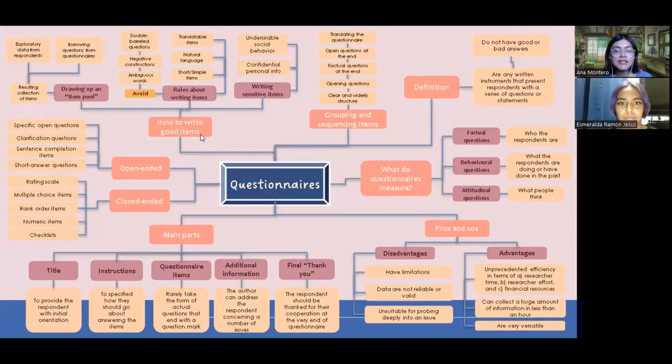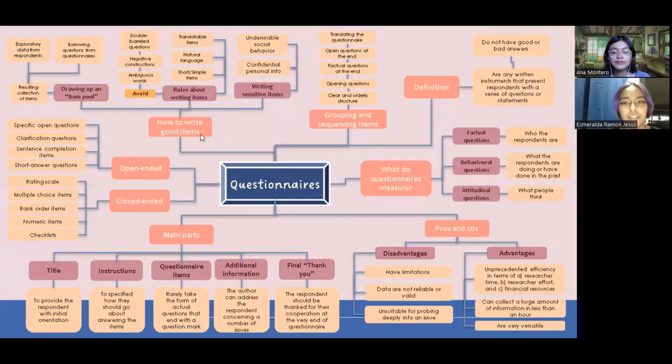Well, writing sensitive items, we have two types: confidential personal information and undesirable social behavior. And also it's important to know how to describe these two situations. Finally, grouping and sequencing items.